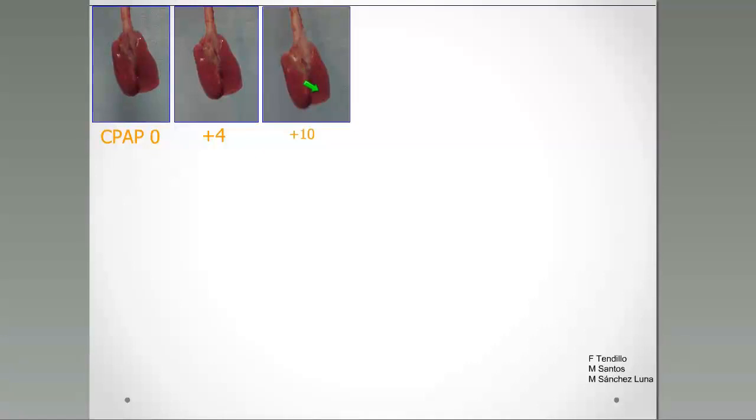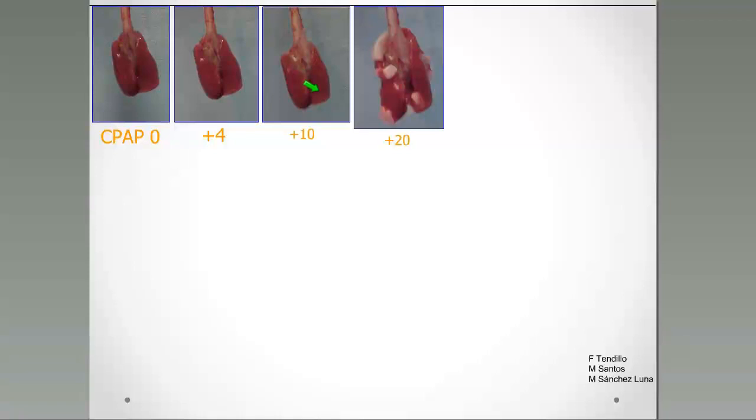But at a certain pressure, here it is 20, you can see how some of the areas of the lung are beginning to be open. This is because in these areas we reach what we call the opening pressure of these alveolus. But you can see that some other areas are still empty of gas.